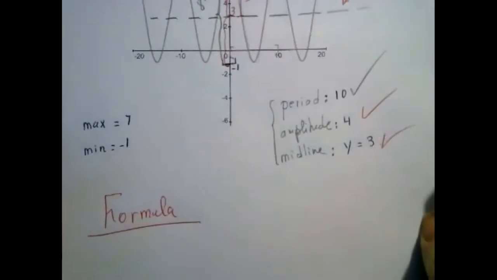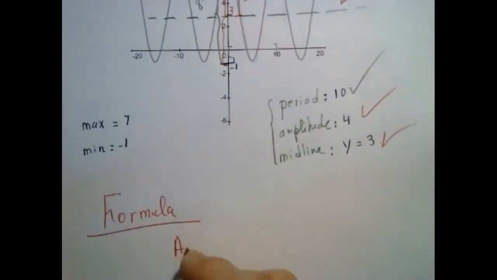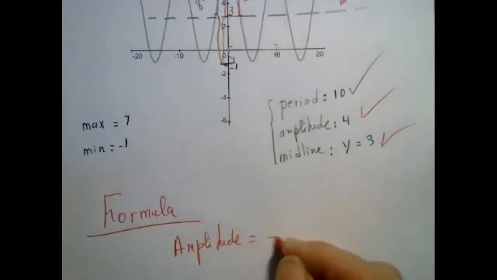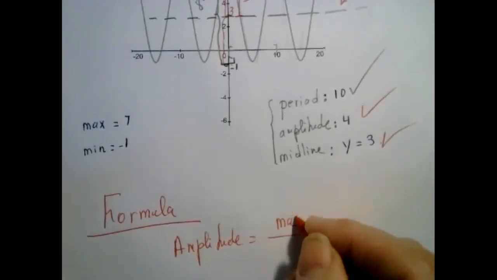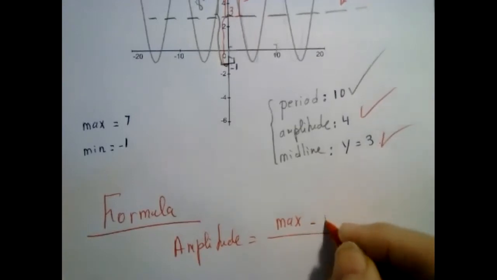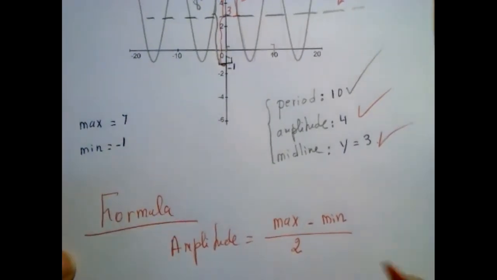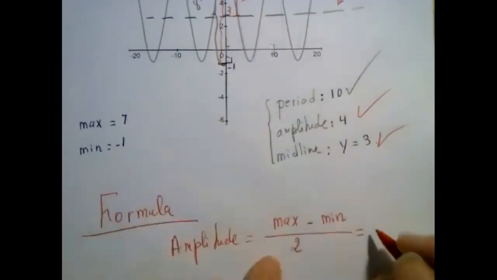Okay, let me remind you how the formula works. The amplitude is the maximum value that the function gets minus the minimum value the function gets, divided by 2. That's the formula for the amplitude. Now let us see if it checks out.